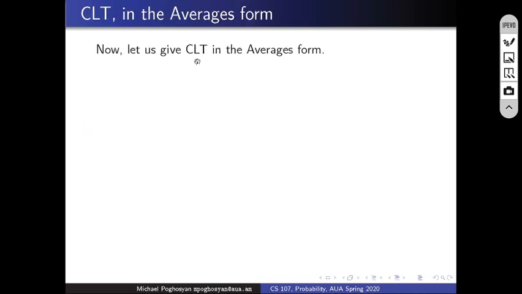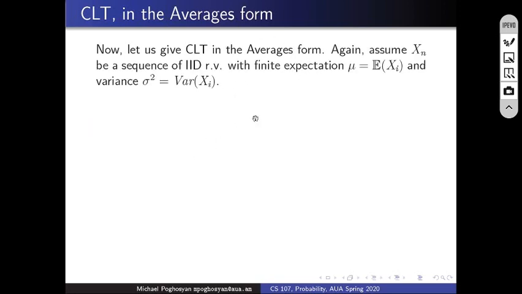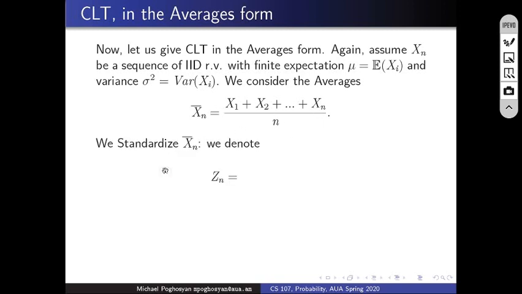Okay, so next is CLT in the averages form. So for Xn bar, assume Xn are a sequence of IID random variables with finite expectation mu for each random variable and finite variance for each random variable. We consider these averages. We standardize these averages, we denote by Zn Xn bar minus its mean over square root of the variance of that mean. So standard deviation of that Xn bar.